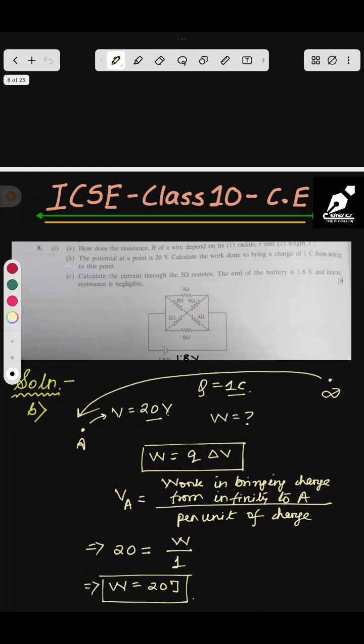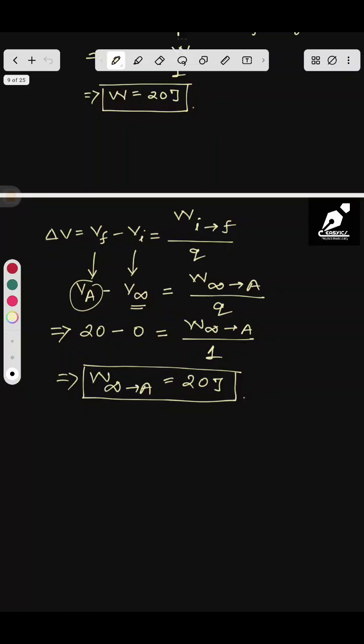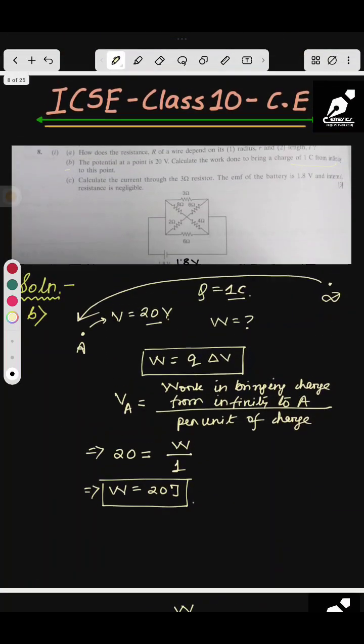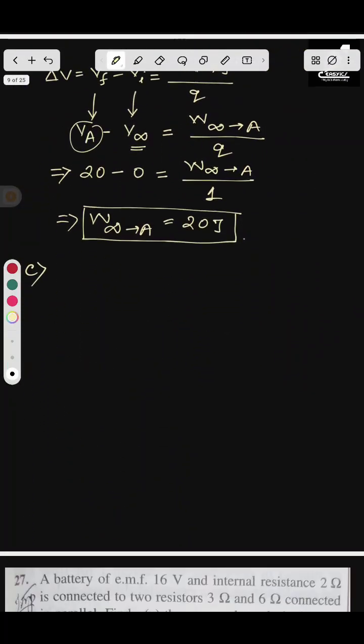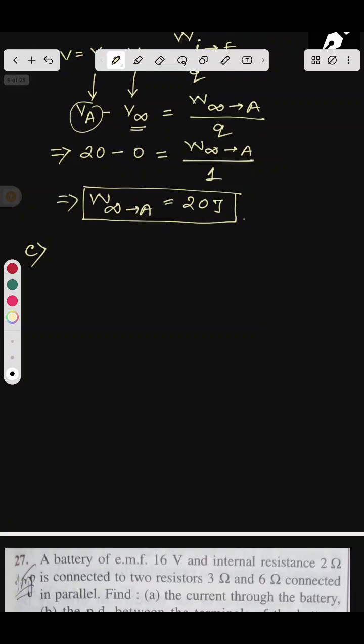Okay, now let's go to the next question, question number C. We have a beautiful circuit. First of all, let me draw the circuit in the beginning and then we'll proceed towards reading the question.